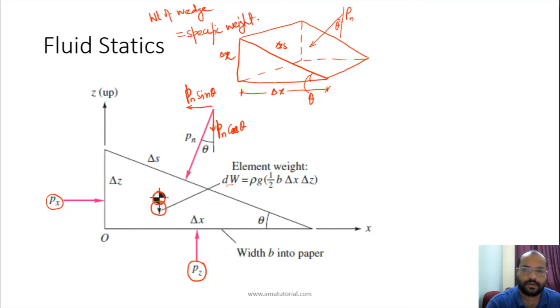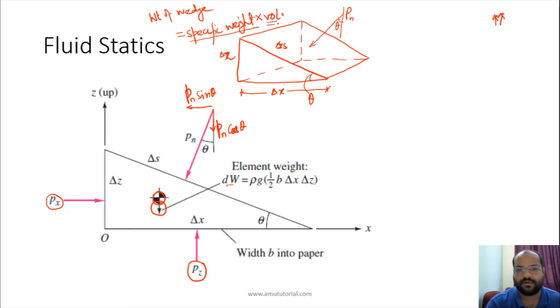multiplied by volume. If you don't know the meaning of specific weight, you should watch my lecture on properties of fluid, as suggested over here. You should watch this lecture first. It is the very basic of this subject, hydraulics. First watch this lecture, then you will be very clear about the specific weight or unit weight.